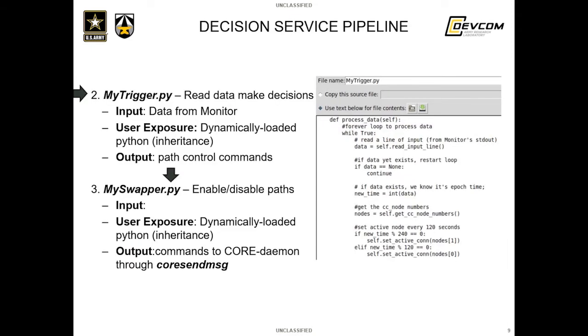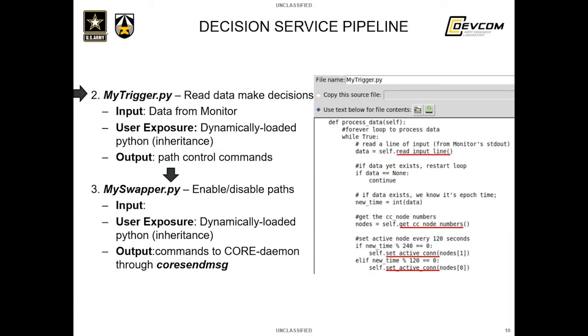So as shown here, the default behavior of the trigger is to read the monitor's output, make a decision, and send commands to the swapper. The file shown here is a dynamically loaded Python file. And this file is a subclass of a trigger parent with an overridden process data function. So essentially, to change the decision-making behavior of the trigger, a user simply needs to make changes to this process data function.